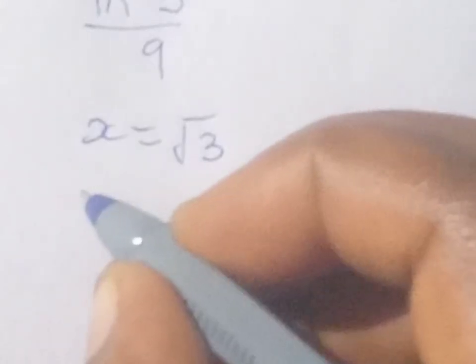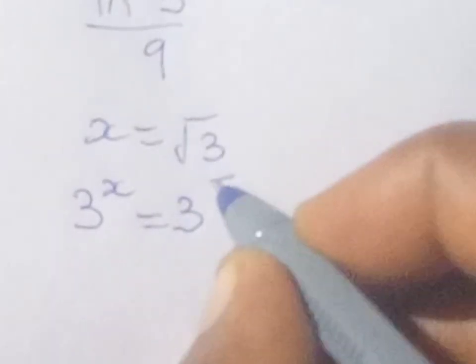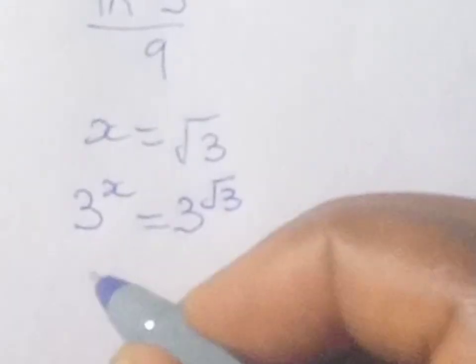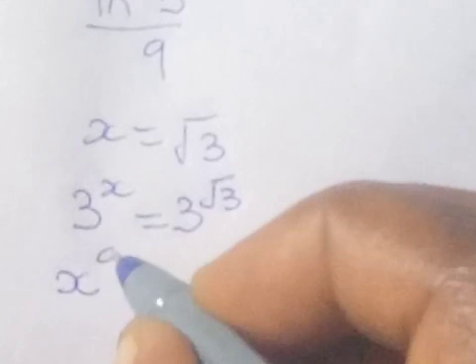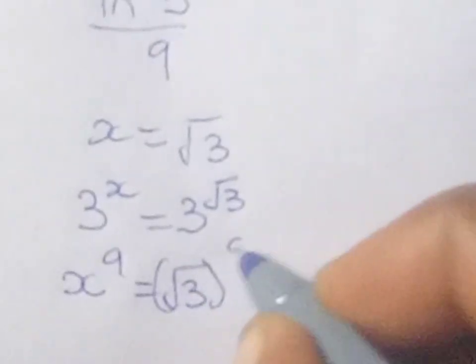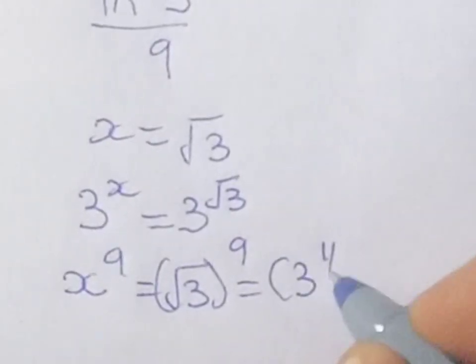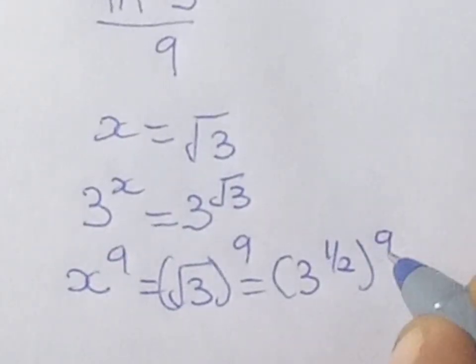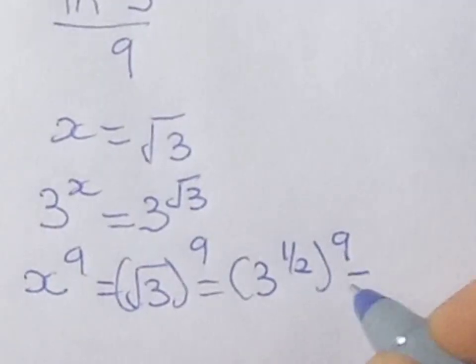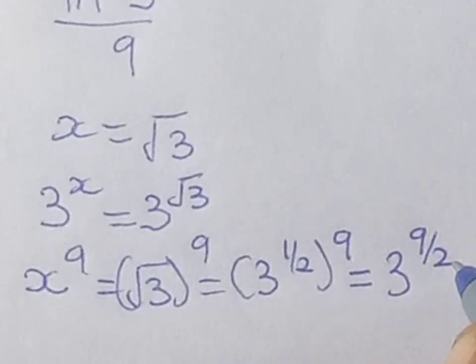Let's try if x equals root 3. Our left side again, 3 raised to the power of x, which will give us 3 raised to the power of root 3. While our right side, which is x raised to the power of 9, will give us the square root of 3 raised to the power of 9. Square root of 3 means 3 raised to the power of half, raised to the power of 9, which will give us 3 raised to the power of 9 divided by 2.